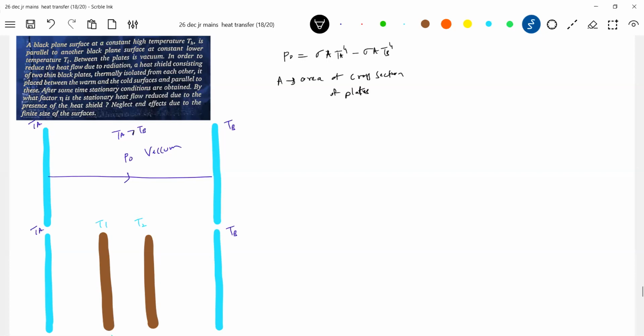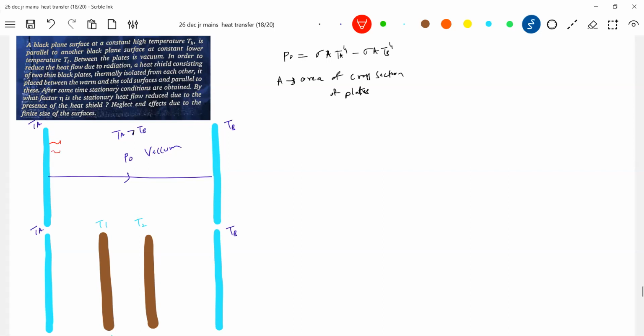Okay, let's get into the discussion now. What is this equation, sir? We are not understanding. Okay, this surface is there. It will have emission as well as absorption. What is emission? Power emitted, sigma A, TA to the power of 4. What is absorption? Sigma A, TB to the power of 4. Same thing with this one also. Since TA is greater than TB, the emission will be greater than absorption.